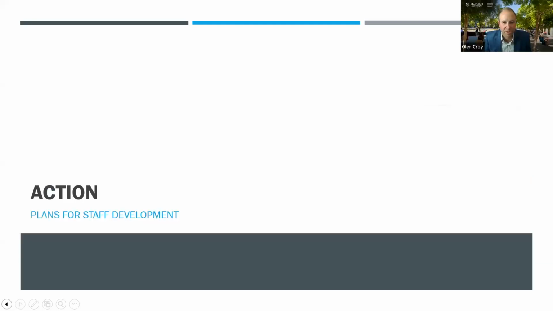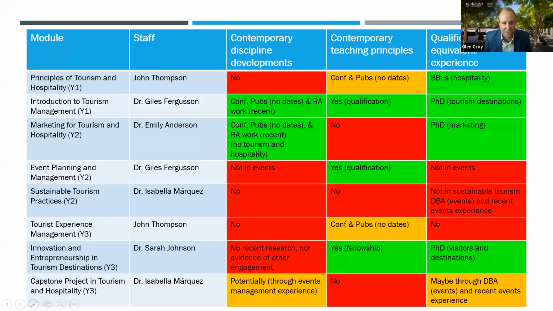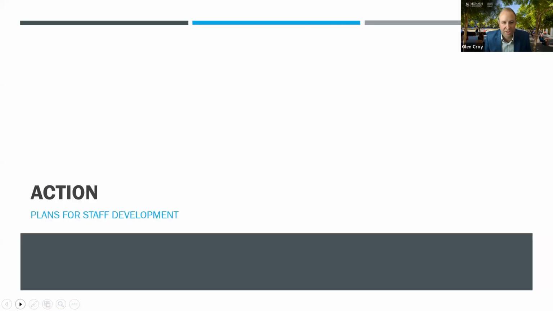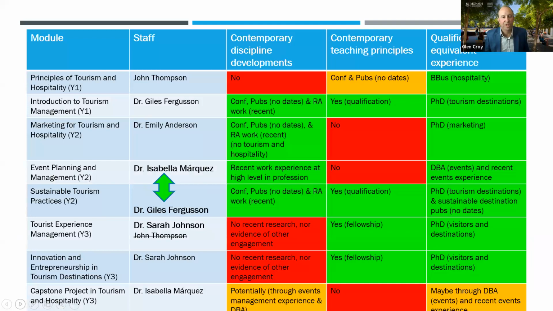So if we'll just do a quick look at this. And then if we change the alignment, we can see we've got a lot more green immediately. So if we swap Isabella and Giles over, so Isabella, the events expert, is actually teaching events, we've got 2 more greens there. And then Giles taking sustainable tourism practices, given his research, we've got greens there.